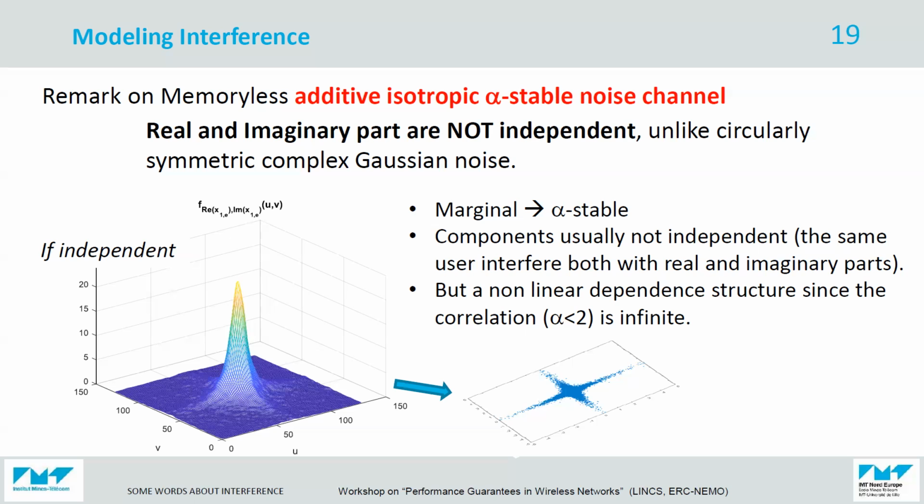What does isotropic mean? Isotropic means it has the same properties in all directions. Yes, here it says it is isotropic. So if it is isotropic, it means it is dependent. It is not independent. So your real and imaginary parts are not independent. It's not like the Gaussian case. The Gaussian case is always a bit specific.